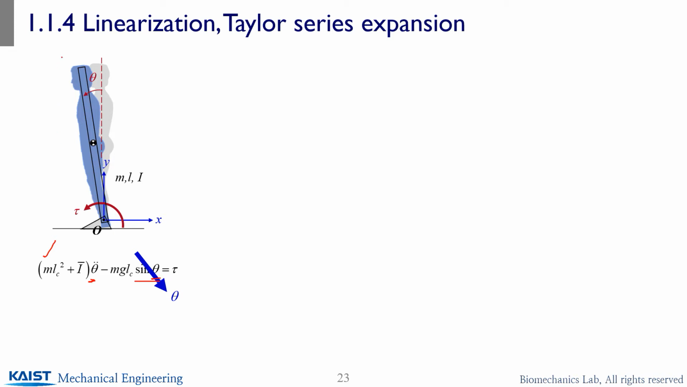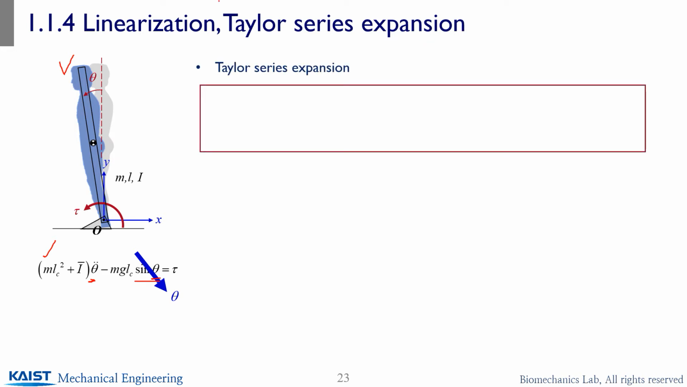But maybe sometimes, especially in biomechanics, when we analyze human motion, we'd like to linearize the motion around a specific posture, like a bending posture or a certain non-zero posture. So that's what we are going to talk about in this section. Okay, to work on this linearization, let's review the Taylor series expansion.